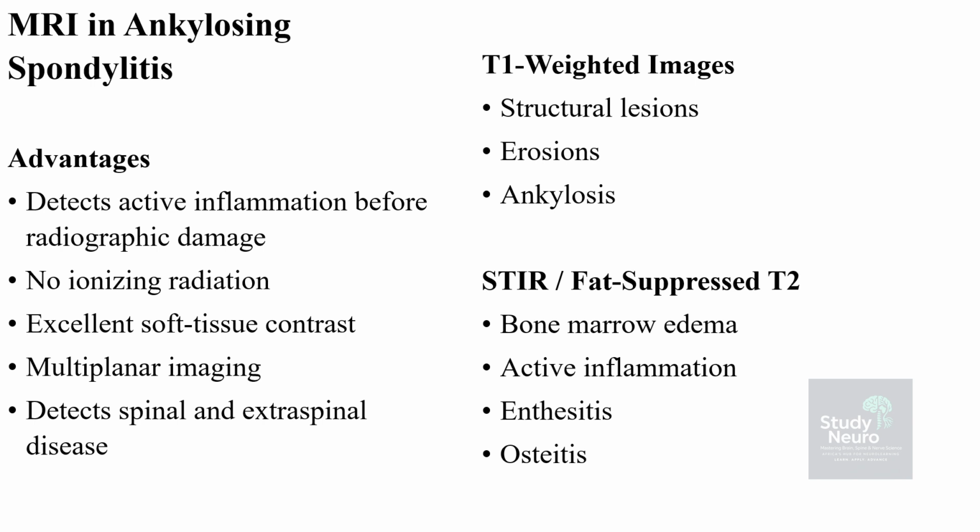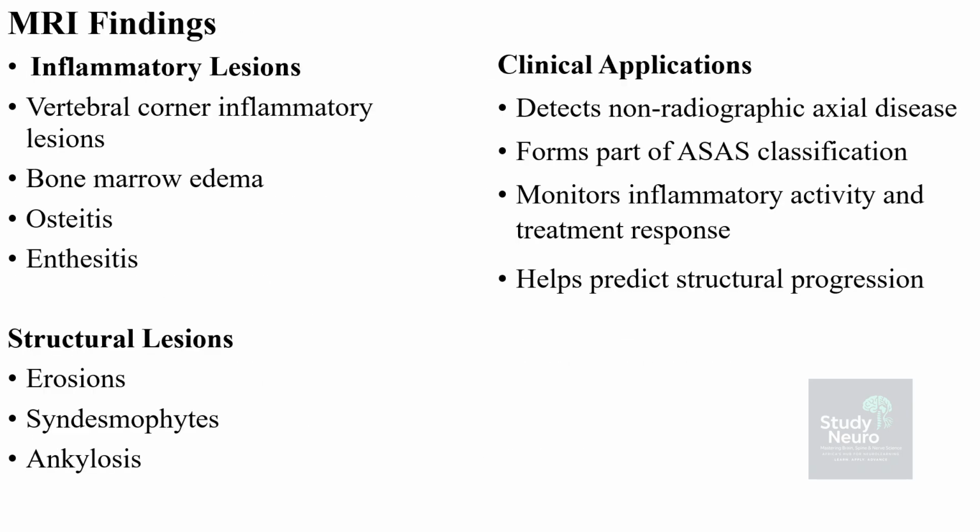In contrast, short tau inversion recovery and fat-suppressed T2-weighted sequences highlight active inflammation by showing bone marrow edema. They are also useful for detecting osteitis and enthesitis. These sequences are essential. MRI can demonstrate inflammatory lesions at the corners of vertebral bodies, together with bone marrow edema and osteitis. As the disease progresses, it may also show structural damage, such as erosions, syndesmophytes, and ankylosis.